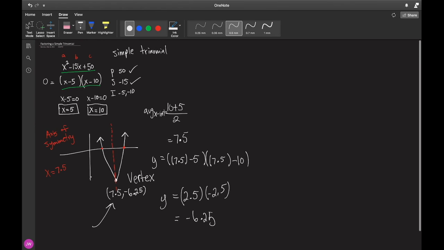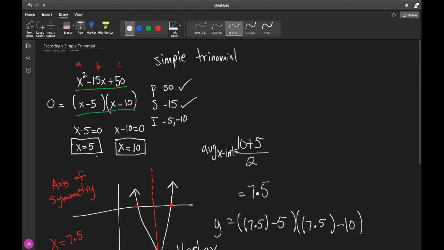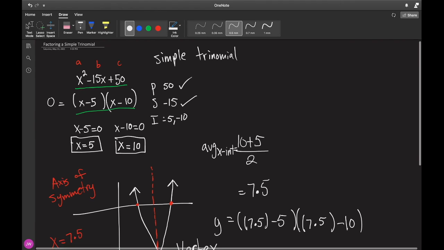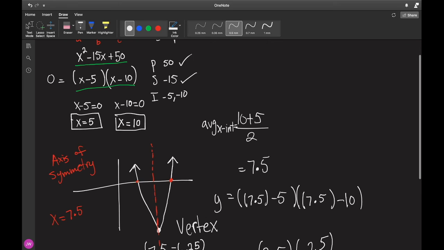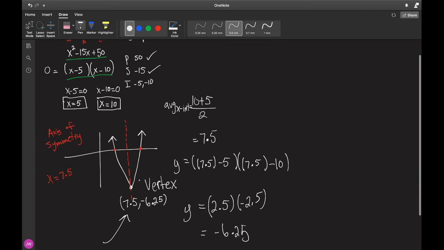So this would be one way of factoring a simple trinomial, then finding the solutions, which would be the x-intercepts, and then you could even go further and find the vertex of the quadratic so that you could graph this.